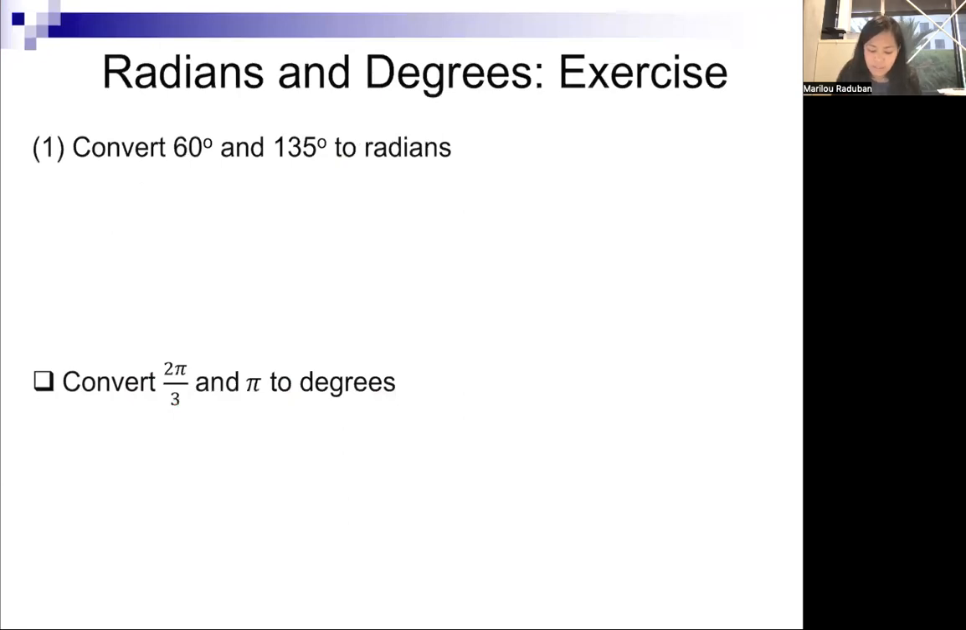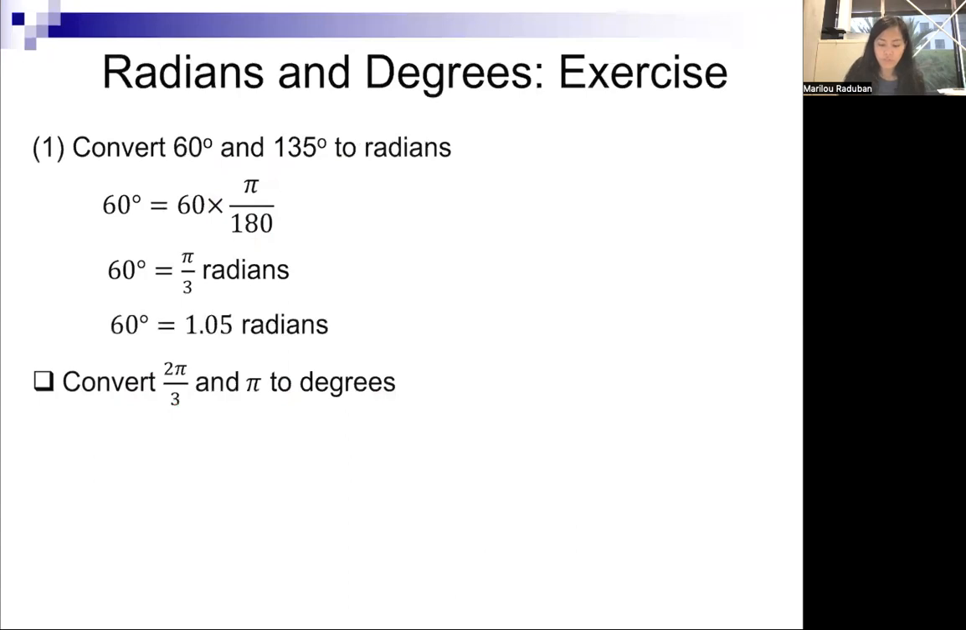Okay, so 60 degrees. When you're going from degrees to radians, you have to multiply with pi over 180. Right, so you should get 1.05 radians for 60 degrees.